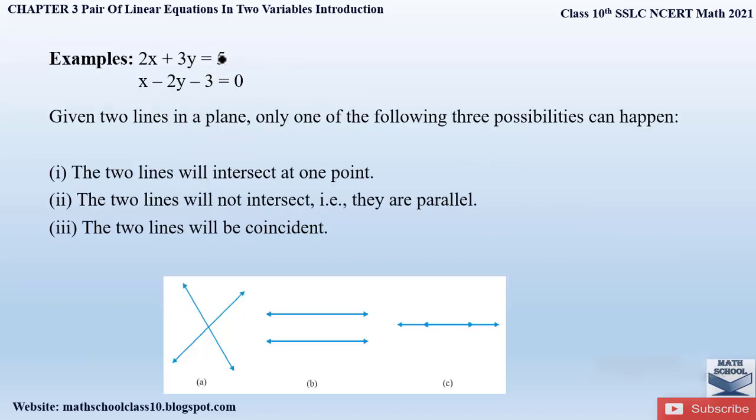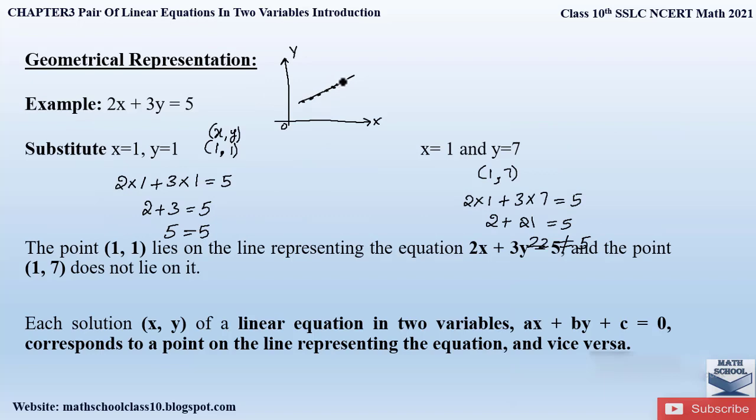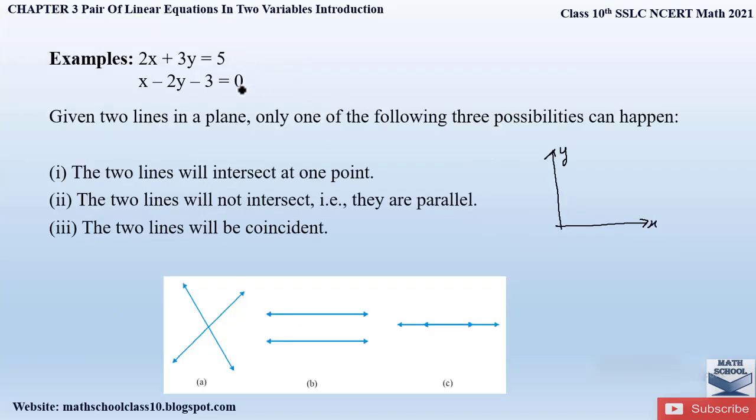Now, these are the two examples for a pair of linear equations. Previously we plotted the graph for a single linear equation. Now we have a pair, meaning we have two linear equations. Whenever we plot a graph for a pair of linear equations, three possibilities can happen. The first one is that the two lines will intersect at one point. The second possibility is that the two lines will be parallel to each other. And the third possibility is that the two lines will be coincident, that is, they will be overlapping each other. So these are the three possibilities that can happen when you plot a pair of linear equations on a graph.